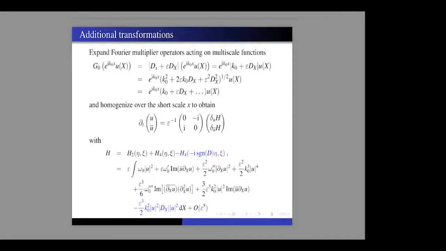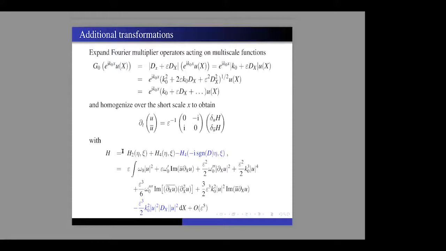All right, so next we need to expand Fourier multiplier operators when acting on multi-scale functions of little x and big X. So by introducing the modulational ansatz, we're introducing two different spatial scales, and we need to deal with that. And so this is an example of J naught acting on the modulational ansatz. And so you get this expression. And then we homogenize over the short scale little x to obtain this reduced system for U, the slowly varying envelope in the modulational ansatz. And note that the symplectic structure has been changed as well, right? So now it's given by this 2x2 matrix with entries zero, negative I, and zero.